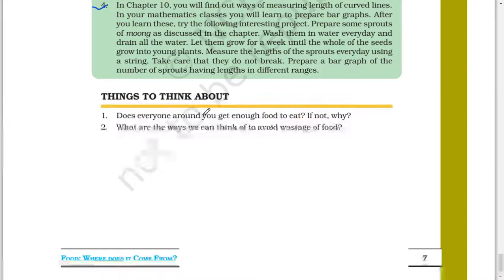Things to think about. 1. Does everyone around you get enough food to eat? If not, why? 2. What are the ways we can think of to avoid wastage of food?